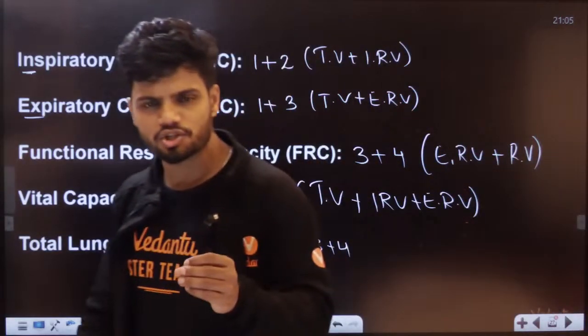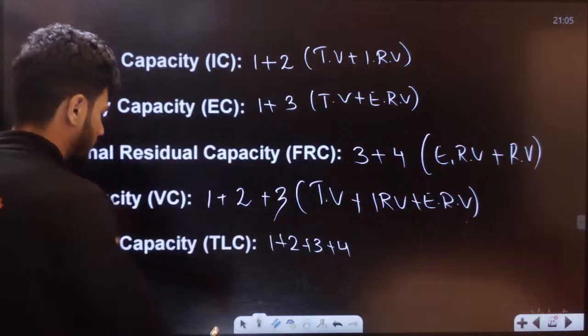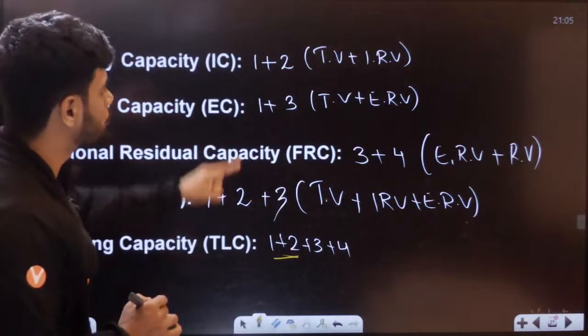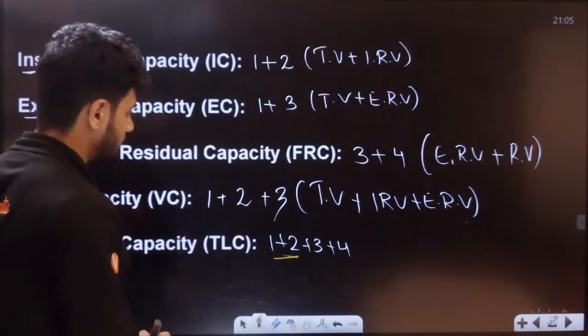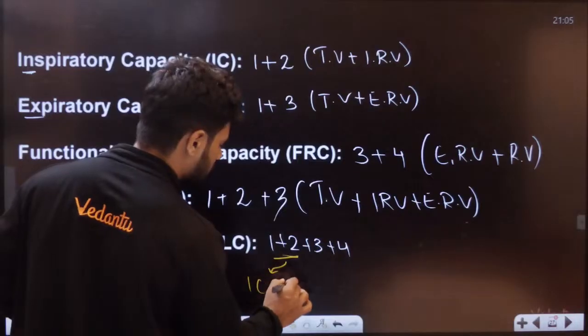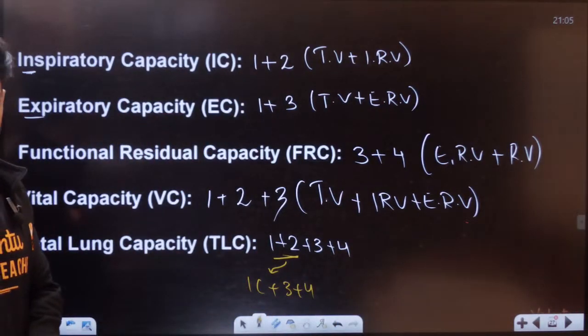Now in examination, this total lung capacity can be changed also. How? For example, students, can anyone tell me what is 1 plus 2? Can I write 1 plus 2 also as inspiratory capacity? Yes or no? So 1 plus 2 can also be written as IC plus 3 plus 4. It's the same meaning.